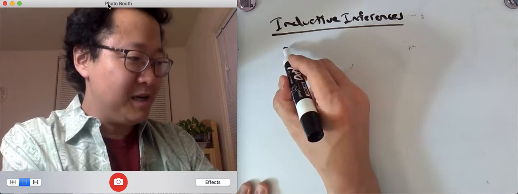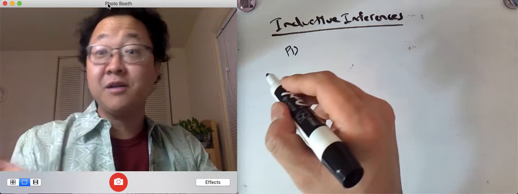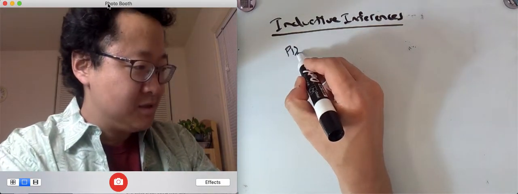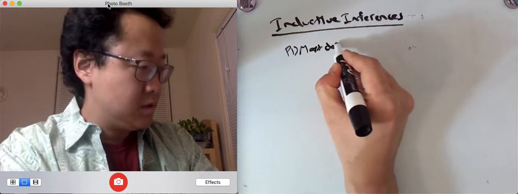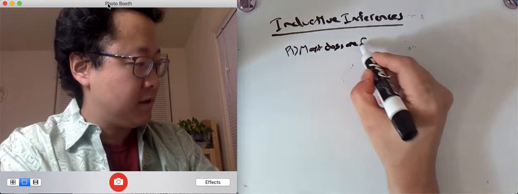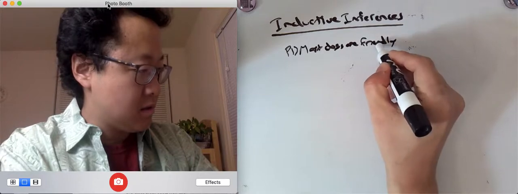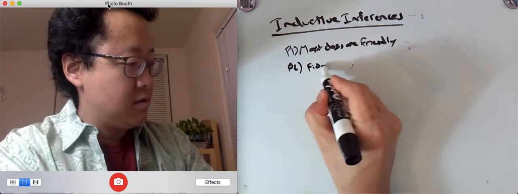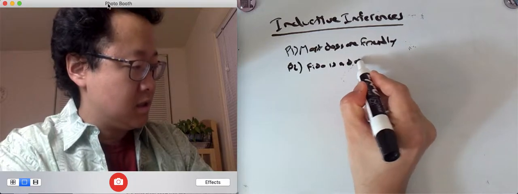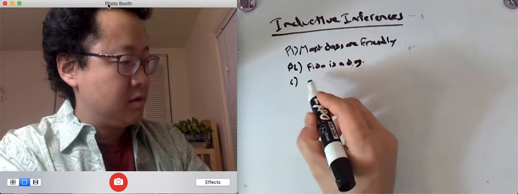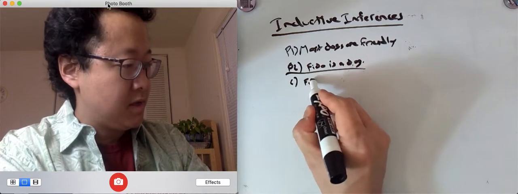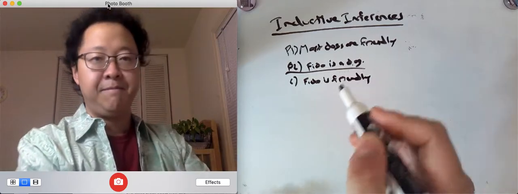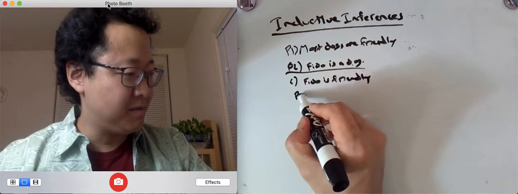Let's start by talking about just a regular old inductive argument, the sort that we've already been talking about. So premise 1, most dogs are friendly. Premise 2, Fido is a dog. Conclude, Fido is friendly. Okay, and we might add a probably in here too.